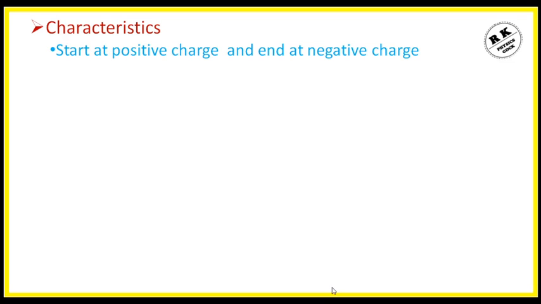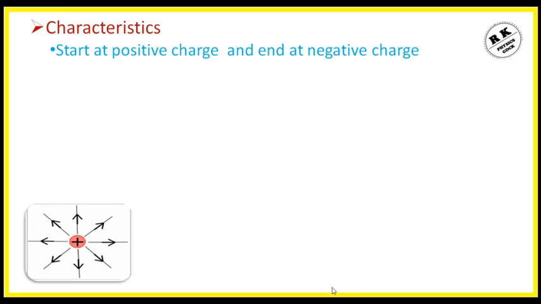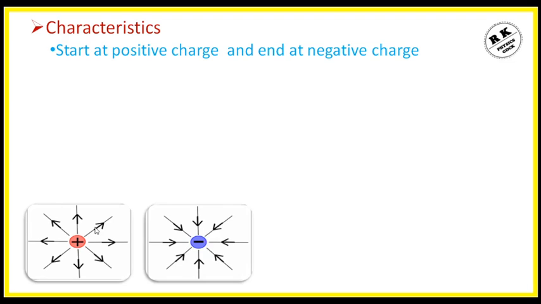Now let us understand some of the characteristics of electric field lines. First one is, they always start at a positive charge and end at a negative charge. If we observe this figure, let us assume that this is the positive charge and these lines indicate electric lines of force emerging from this positive charge. We notice that they are starting from the positive charge. If we look at this figure, this is the negative charge. Here all the field lines are collapsing into this charge.